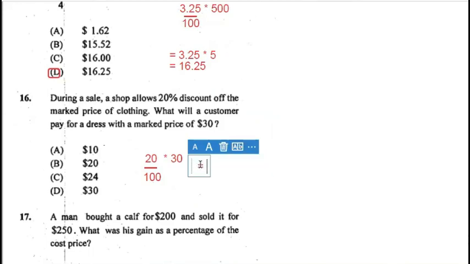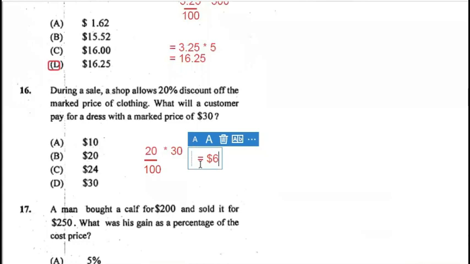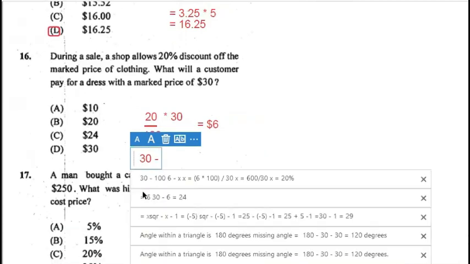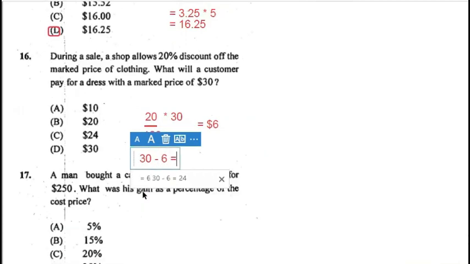So the discount that the customer is receiving is $6. Therefore, if the marked price is $30, to get the final price that the customer is paying, it will be $30 minus the discount of $6 to get $24.